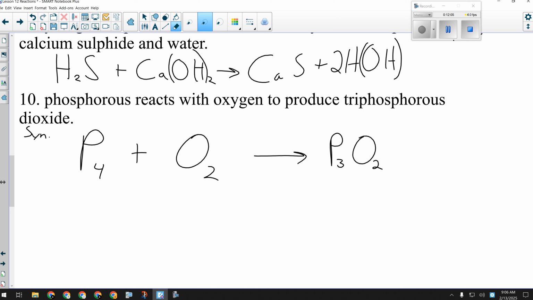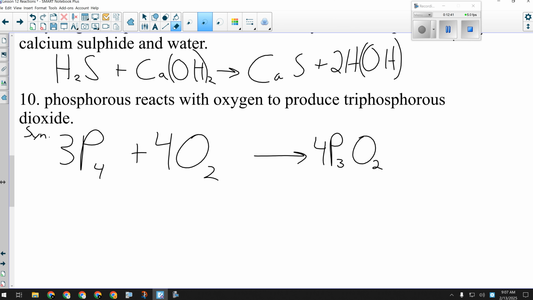Okay, oxygen's already balanced, but the phosphorus is not. So biggest number is 4. All right, I've got 4 phosphorus in the reactants, only 3 in the products. Lowest common multiple, 12, yeah. Okay, so what do I have to multiply this side by? Okay, this side, 4. Okay, so now I've got 12 phosphorus and 12 phosphorus, but now I also have how many oxygen? 8. Okay, what needs to come over here? Right.